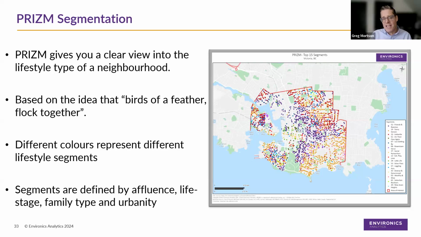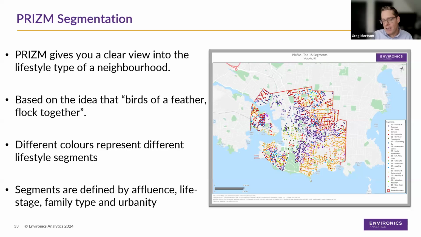And this is really based on the idea that birds of a feather flock together. So generally, either you move into an area of people that tend to look like you, or once you're there, you start taking on the lifestyle and the behaviors and the attitudes of people you live around.